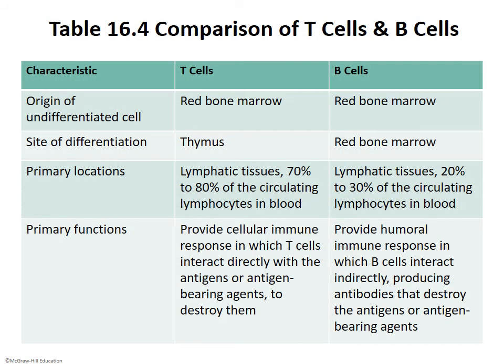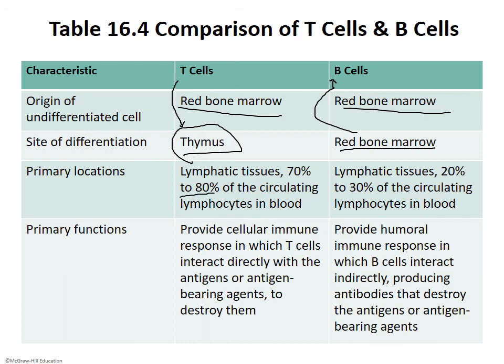This is just a comparison of the T and B cells, where they both originate. They both originate in red bone marrow. They will mature in different areas. The thymus for T cells, bone marrow for B cells. Right? Now, when they're out in, like, say, a lymph node, they can make clones of themselves. Right? T cells are the most abundant, up to 80%, where B cells are anywhere from 20 to 30%. So T cells are the most common.